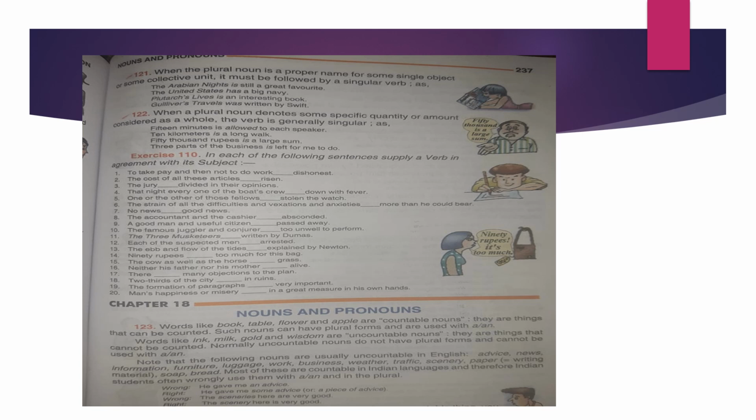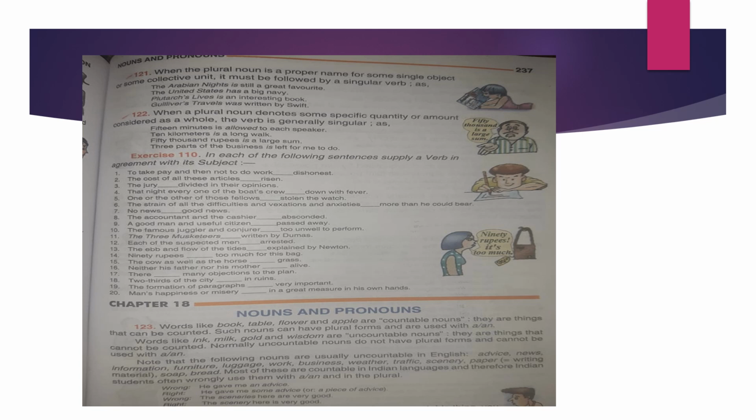"Ten kilometers is a long walk." Again, if only "kilometers" would be there, we could use the plural verb, but they have specified how many kilometers there are. Ten kilometers are there, so "is", the singular verb, is used. And "Fifty thousand rupees is a large sum."